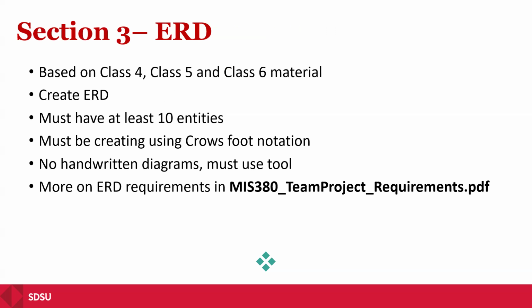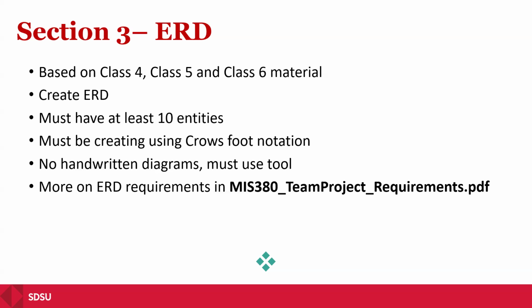Section 3, entity relationship diagram. You all know by now what it is. This is material covered in class 4, 5, and 6. You must create an entity relationship diagram as part of your team project. It must have at least 10 entities. You should be using crow's-foot notation, which is the notation we are using in this class. So please, no chain notation, no UML, only crow's-foot. I will not accept any handwritten diagrams. You must use either Lucidchart or whatever tool you were using.